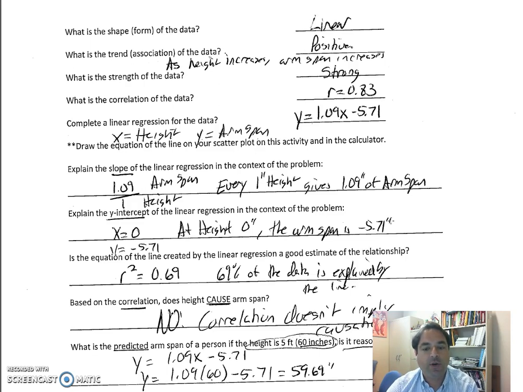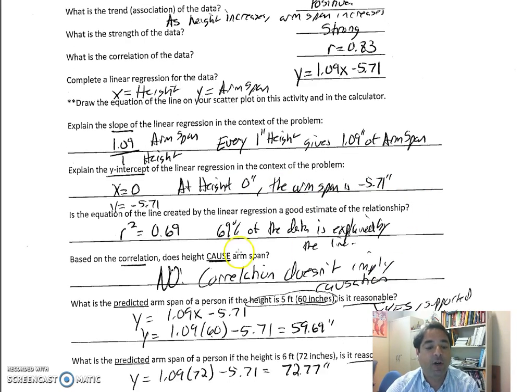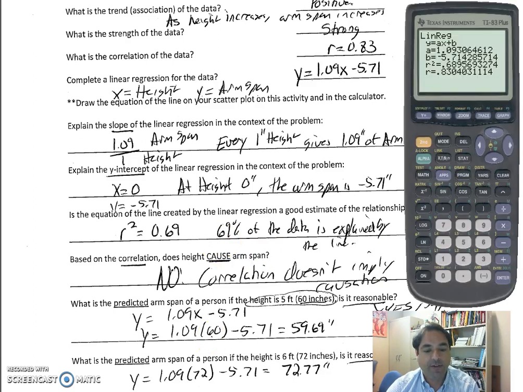No height, no arm span, so we're a little off there. Maybe some measurement issues, maybe there's some issues with the myth. And then our R squared is the percent of data explained by the line. So remember from the calculator, we got 0.689 rounded to 0.69. 69% of the data is explained by the line.